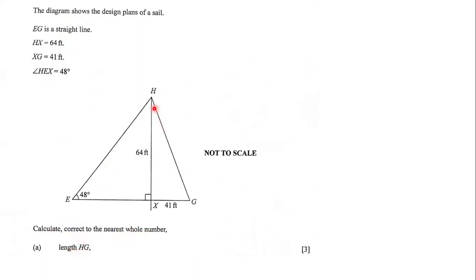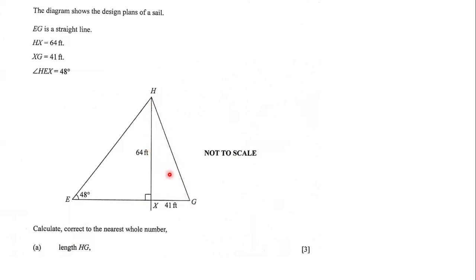Now notice this is the length HG, and this right here is a right angle triangle. We know that this is a right angle triangle because this is 90 degrees. And if this part here is 90 degrees, this part here must also be 90 degrees because angles on a straight line add up to 180 degrees. So this is 90, this is 90, they both add up to 180. So we're dealing with a right angle triangle.